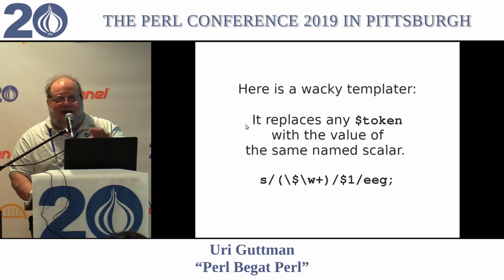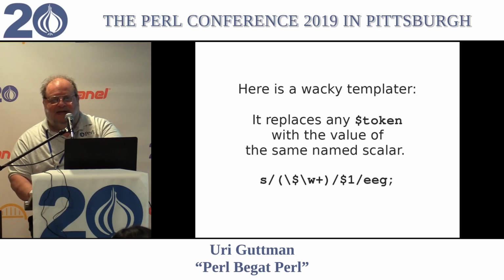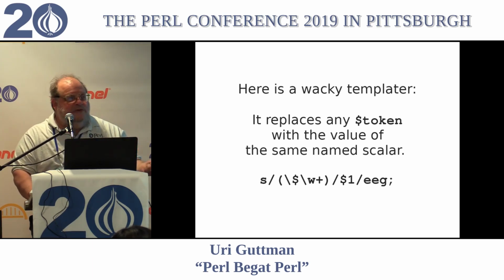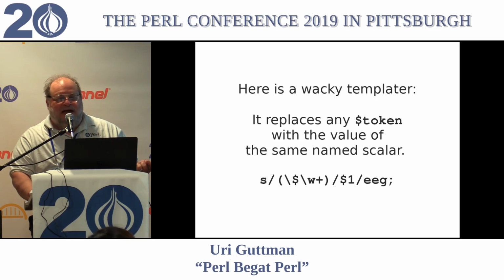Here's a code one. A wacky templater. This will replace any dollar token, dollar some word, with the value of the same named scalar in your current scope. Everyone follow this expression here? You're grabbing a word, okay, dollar, then some word token, and replacing it with $1. But $1 is being evaluated. So basically, $1 is going to be what's grabbed, and then you're going to evaluate that again. That's $foo. And if there's a $foo in your scope, then this token here is being replaced by the value of $foo. It's a weird little templater, but it does work.